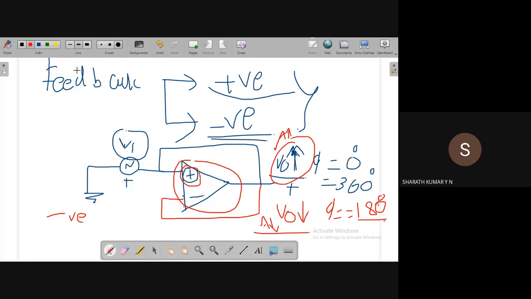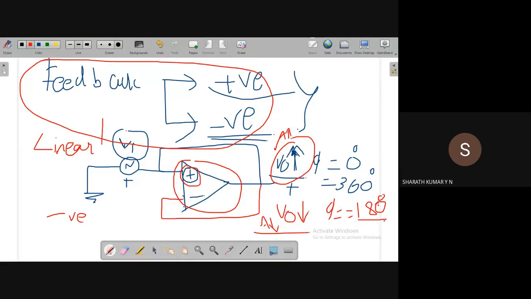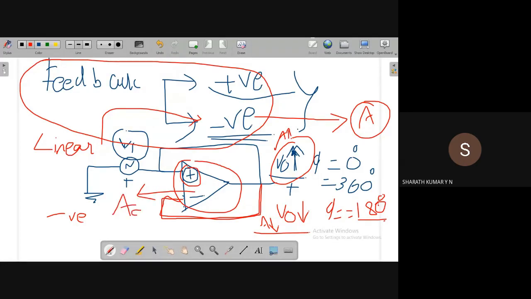Based on this we can have two types of feedback: positive feedback and negative feedback. For all linear applications we have to go for negative feedback, because negative feedback helps in controlling the operation of the amplifier by controlling the open loop gain of the amplifier. But whenever there is a feedback, we call the gain a closed loop gain, represented as ACL.